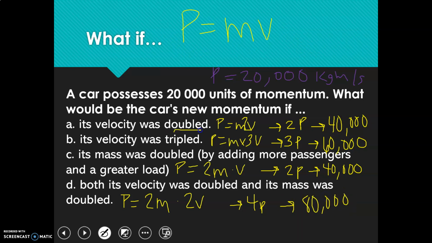So I hope you see the pattern that if you double the velocity, then you double the momentum. If you triple the velocity, then you triple the momentum. If the mass is doubled, you still double the momentum. And if you double both the velocity and the mass, then it is 4 times as great.